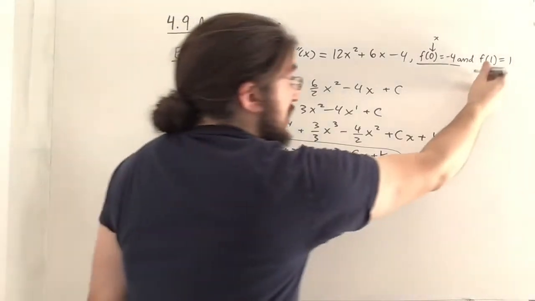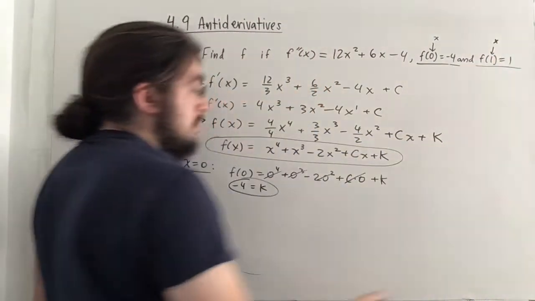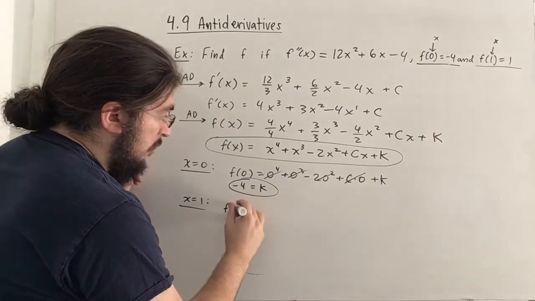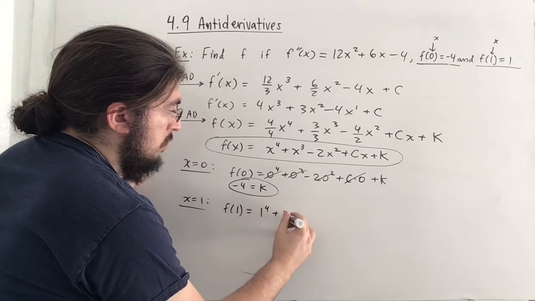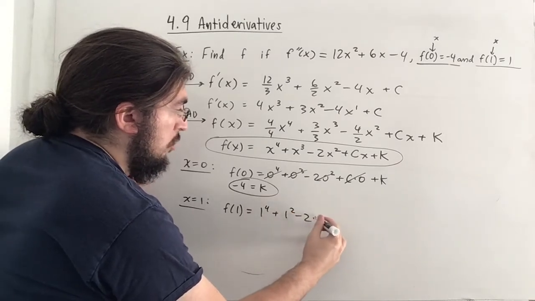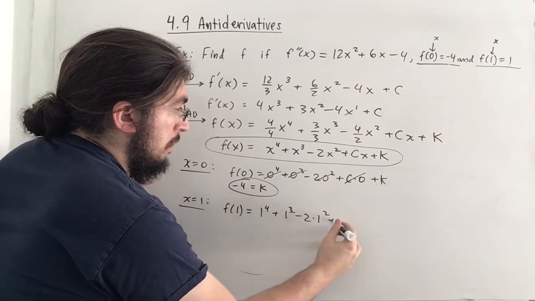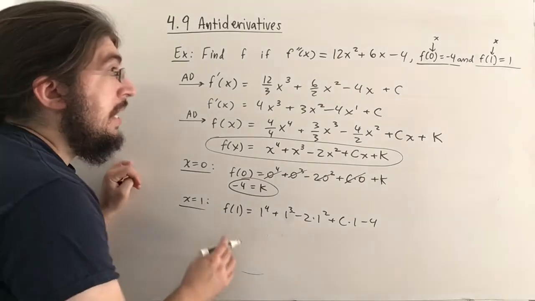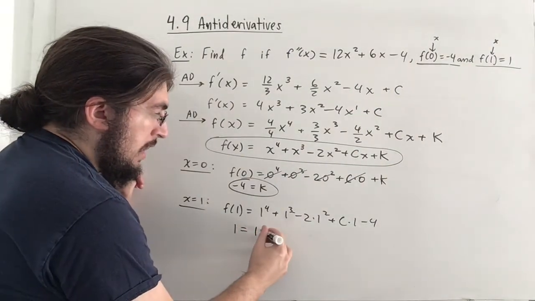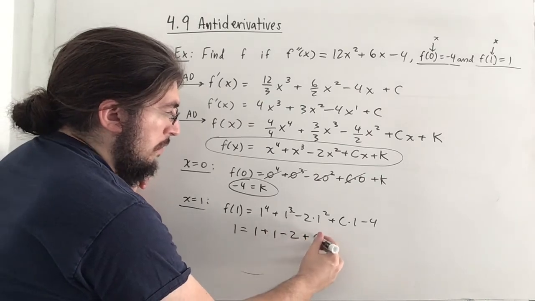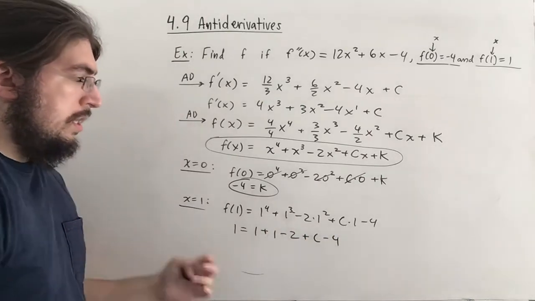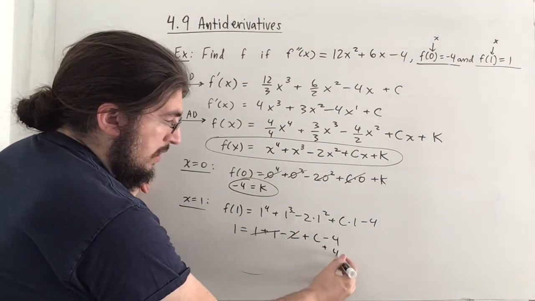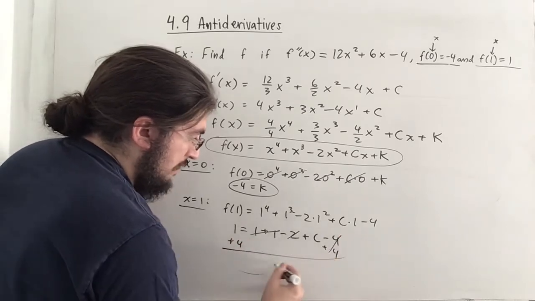But now for the second initial condition, we need to plug in x equals 1 into our function here. So we get f of 1 is equal to 1 to the fourth plus 1 to the third minus 2 times 1 squared plus c times 1 plus k, but we know k is negative 4, so I'll just write minus 4. And f of 1 is equal to 1, so we get 1 equals 1 plus 1 minus 2 plus c minus 4. And notice the 1 plus 1 is just 2, which cancels with this 2. And if we add 4 to the other side, we right away get that c is equal to 5.